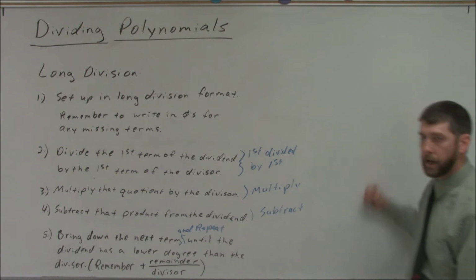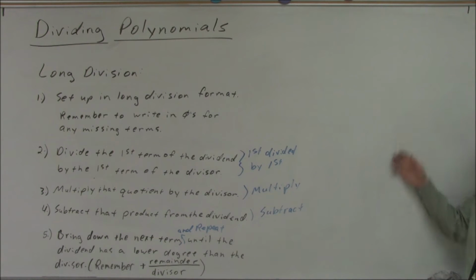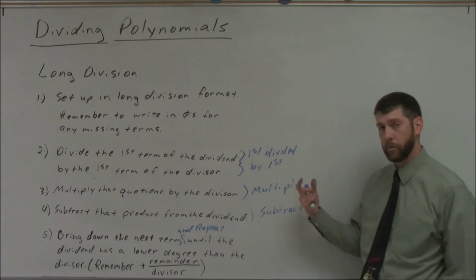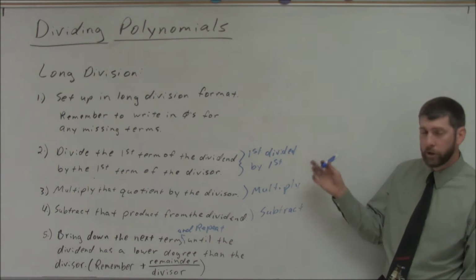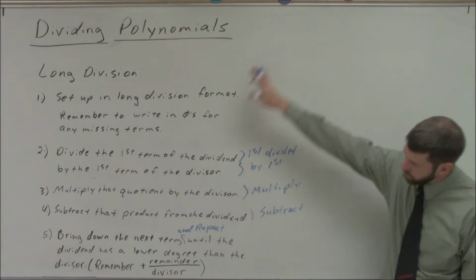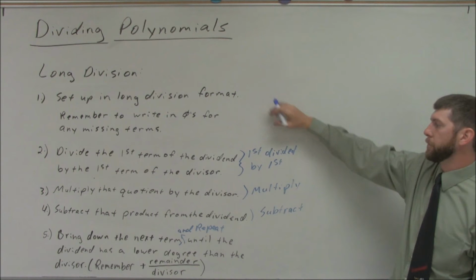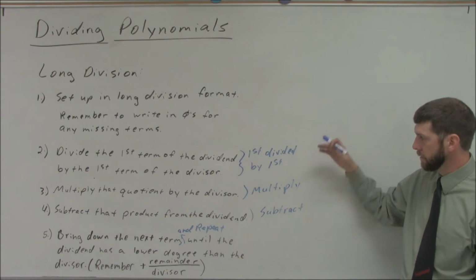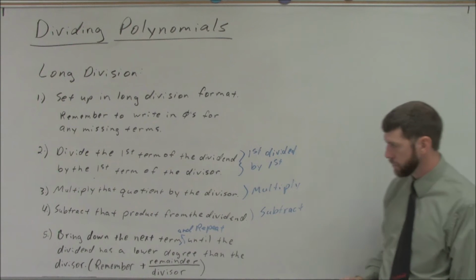Same idea. I kept bringing down numbers till I ran out of numbers because the 4 would no longer divide by the 7. Or 4 was too small to divide by the 7. So that's our strategy. You can remember it all like this, or if you'll just remember, set it up and then first divided by first, multiply, subtract, and then repeat that process.